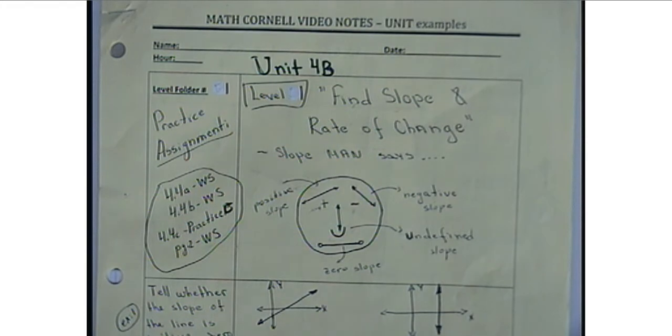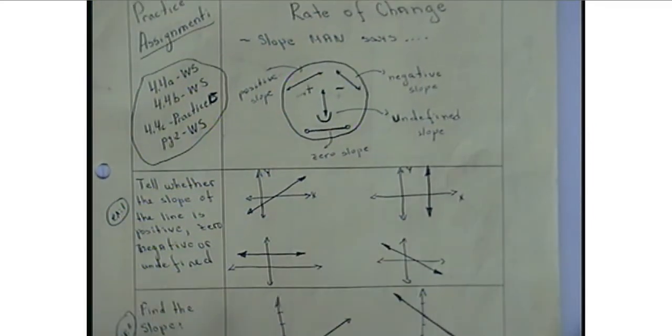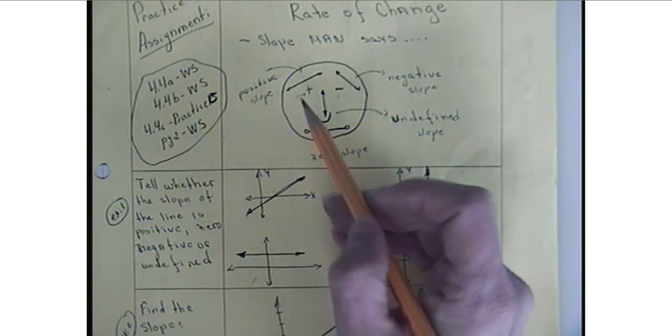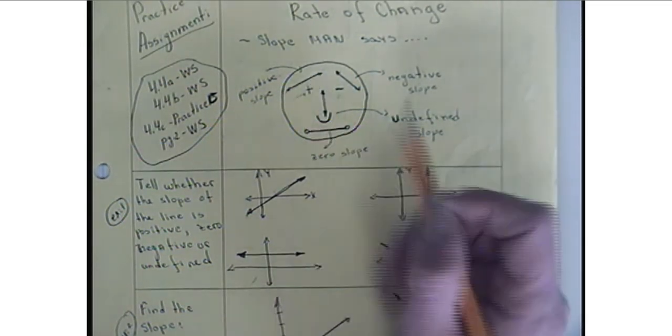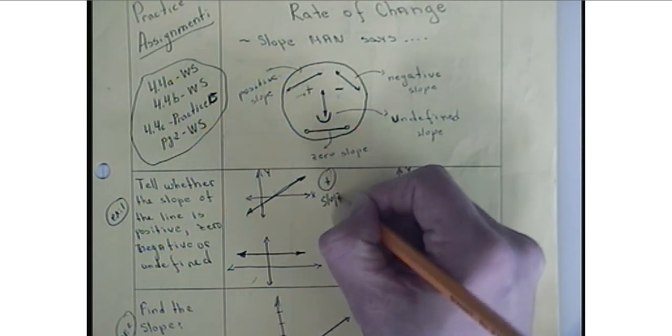Now, since we are familiar with the position of the lines, let's take a look at a few examples and decide what type of slope each represents. I'm going to go through those examples and ask you to draw those pictures so we can name the slope of the lines. Tell whether the slope of the line is positive, zero, negative, or undefined. If you look at this line that goes from left to right all the way up, it matches this part of slope man. So definitely we have a positive slope here.